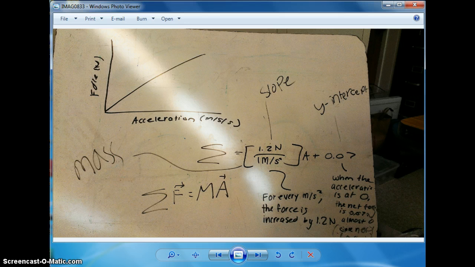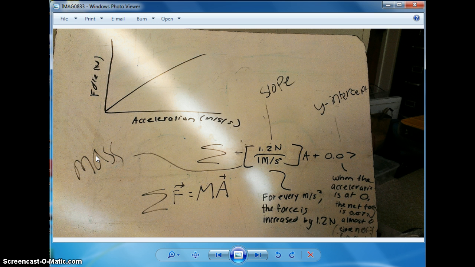And what that means is that for every meter per second squared of acceleration, the force is increased by 1.2 newtons. And we also got a y-intercept, which is 0.07, and I think that would be somewhere around here.